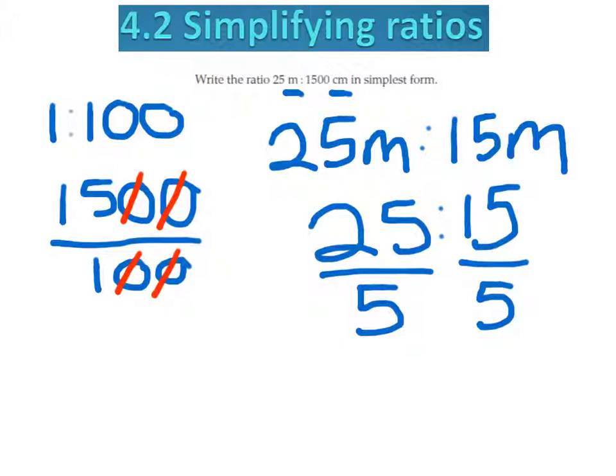So if I do 25 divided by 5, I get 5. And if I do 15 divided by 5, I get 3. And that's our answer. Pretty straightforward, I think.